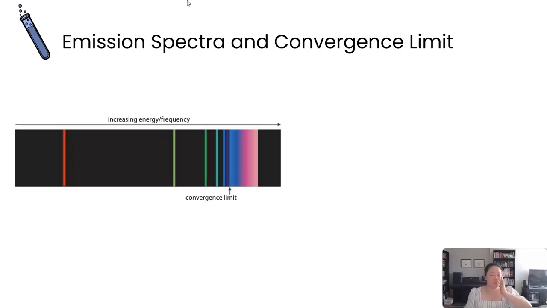Now, if you also remember, once you get to those higher frequencies, those bands get closer and closer together. They converge with each other. And after that, we do get to a point where you don't have distinct bands anymore, but you just get all of the wavelengths after a certain point. That point after which you always get all of the colors, that's referred to as a convergence limit.